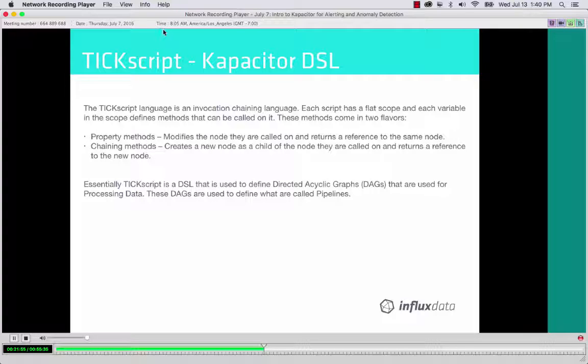We're going to go through and talk about a few of them that are interesting and sort of continue on from there. And finally, the thing I'd like to note about TICKscript is it's a DSL that's used to define directed acyclic graphs, which are used for processing the data. So your TICKscript is a direct representation of some graph that we call pipelines.